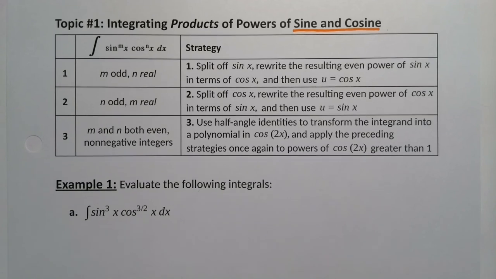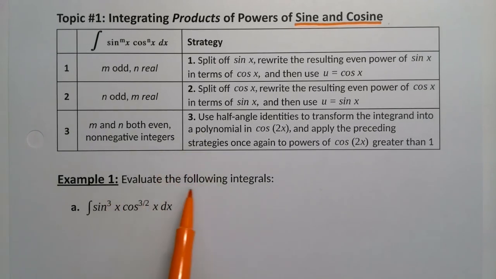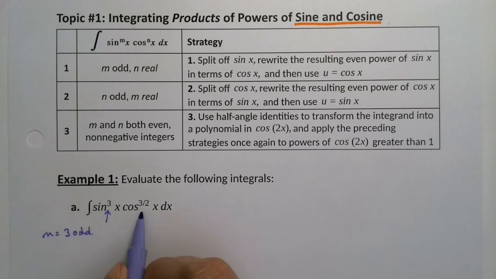All right, so let's look here. So we have, this is number 1, right? M is odd because m is 3. Right here, you can see it. M is 3, which is odd, and n is 3/2, which is real. That's a real number. So we're going to use technique number 1 here.